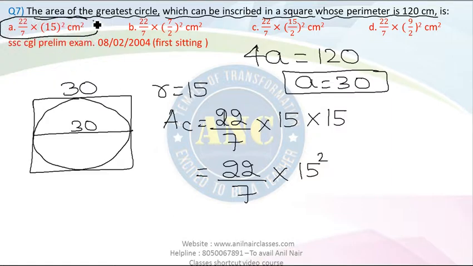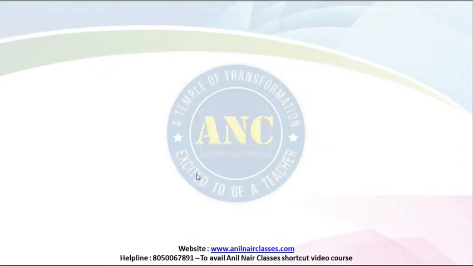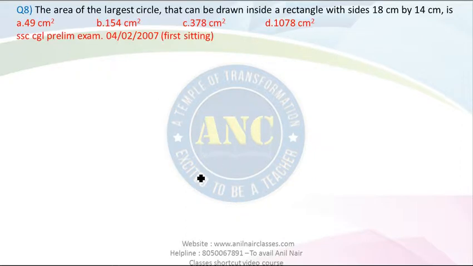The answer option is also mentioned in that format itself. So why will I scratch my head in multiplying 225 with 22 and then dividing that entire value by 7? Not required. Answer option itself is given in this format itself. So mark that format and move ahead for the next question. Next question is also very much similar to this particular question itself.